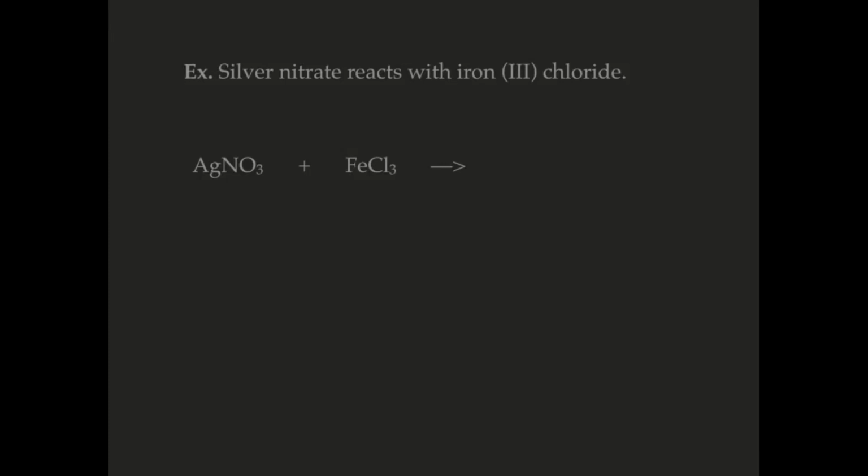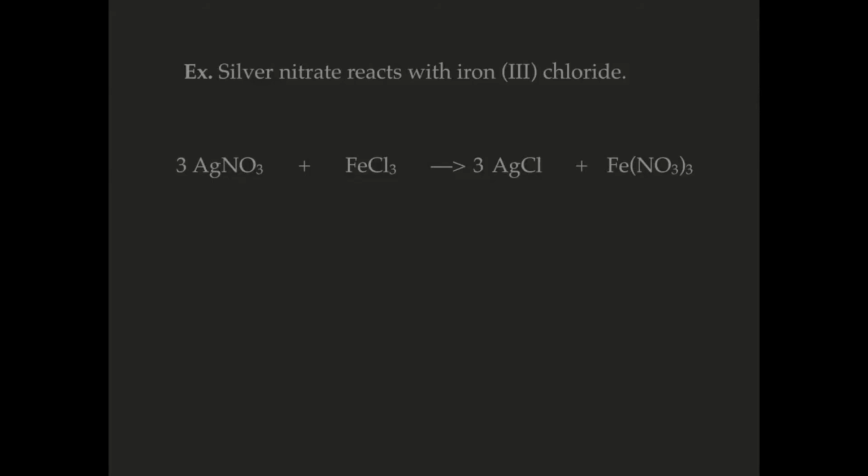Ag and Cl are going to combine together. Ag is +1, Cl is -1, so that would be AgCl. And iron nitrate: iron's +3, nitrate's -1, so that's Fe(NO3)3. Then I need to balance. I'm going to put a 3 in front of AgCl because I've got 3 chlorines on both sides now, and a 3 in front of AgNO3.